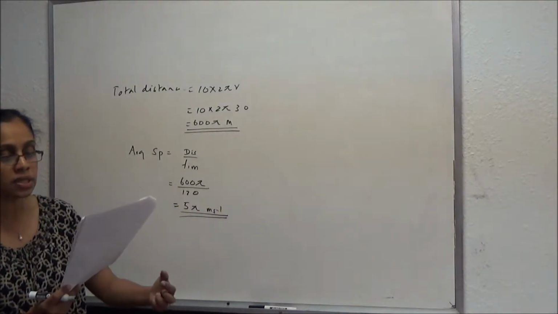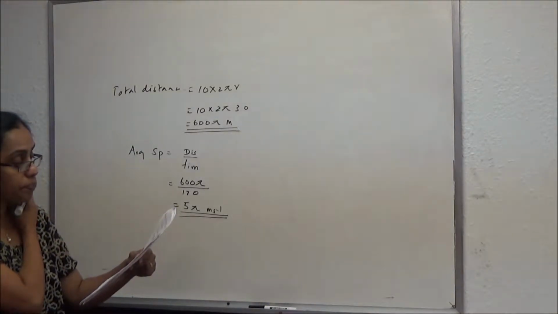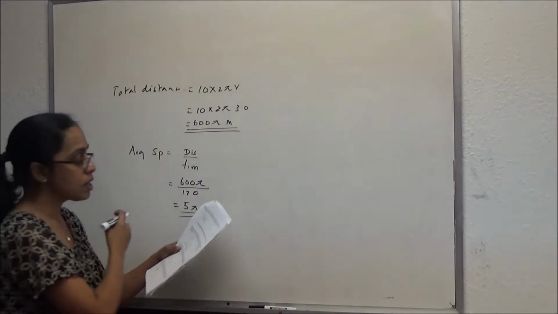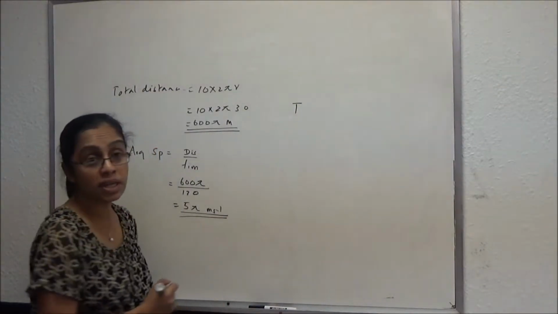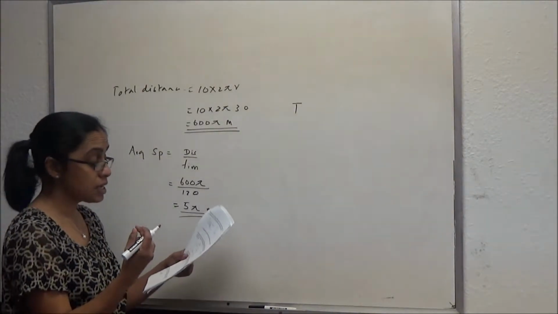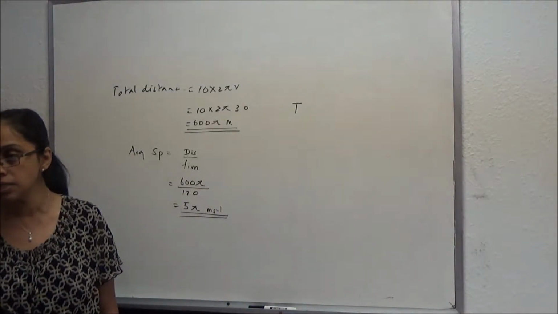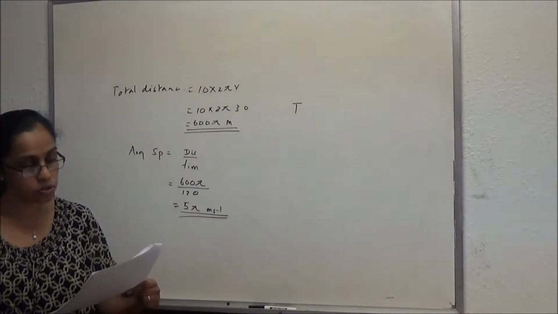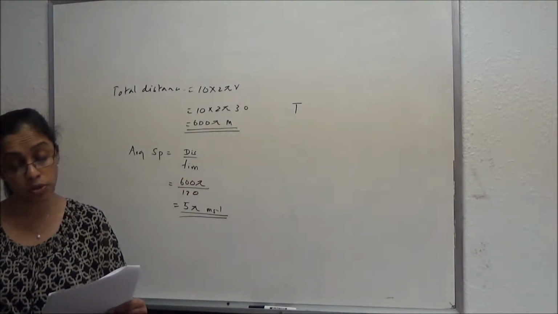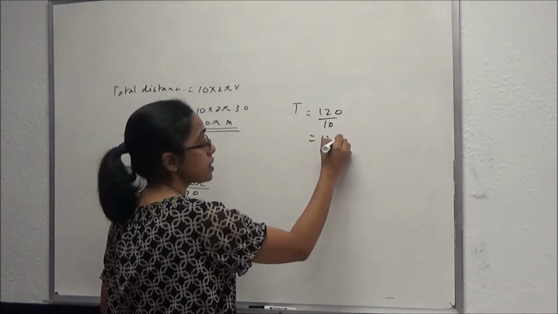Now I'm going to do this in terms of angular velocity. The period T is the time for one oscillation, which is 2 minutes, so the total time is 120. So 1 lap every 12 seconds, divided by 10, it should be 12 seconds.